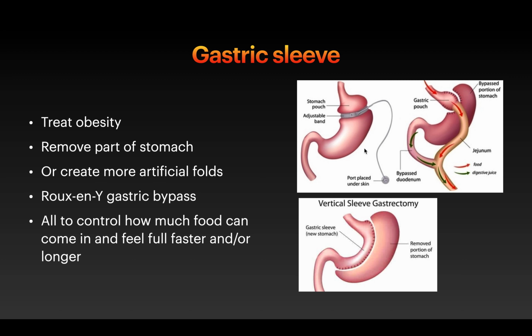Sometimes they create more artificial folds in order for the stomach to take longer to grind up the food and try to absorb it, so you're going to make some artificial rugae. And in the vertical sleeve gastrectomy, it's just removing this part of the stomach in order to make the stomach smaller. All of these are really just to control how much food can come in and to feel full faster and or longer.